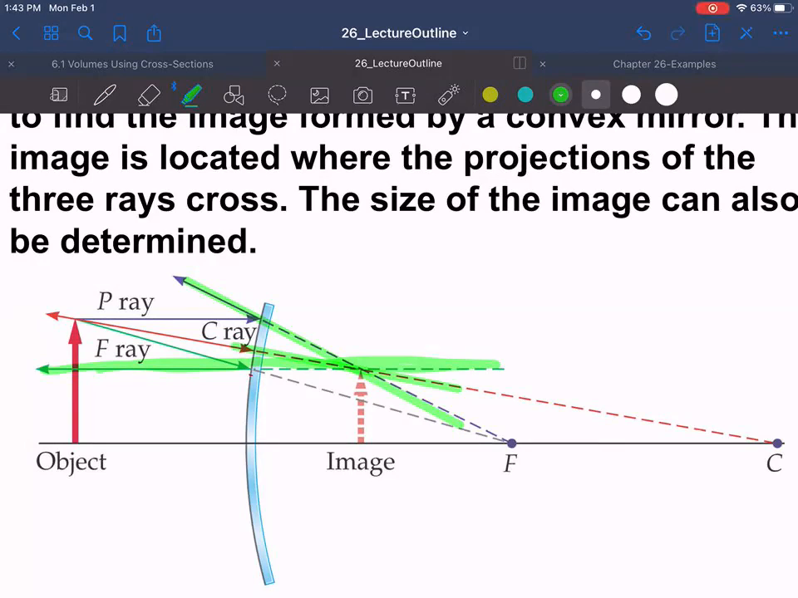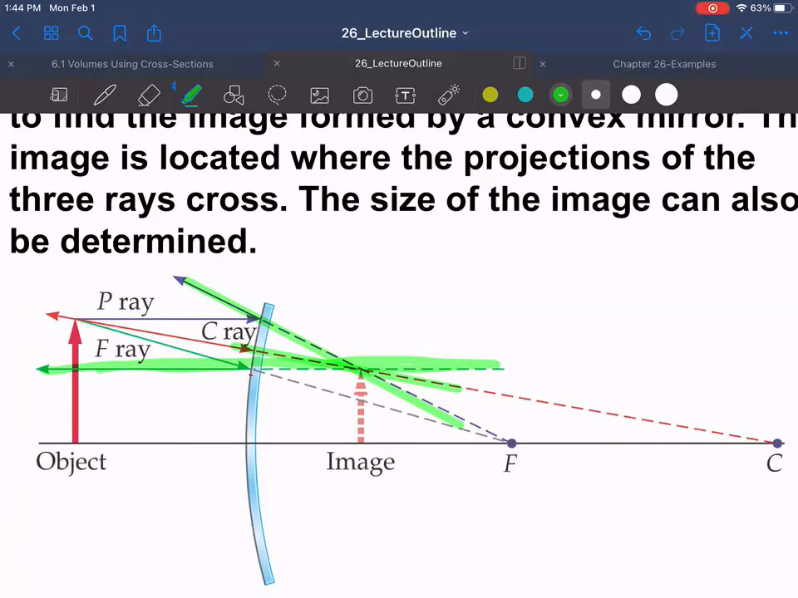No matter how close you get to it, how far away you get, the further away you get, of course, the smaller you get. But the closer you get, the bigger you get. But it's always reduced. It's always upright. It's always virtual. And it always appears like it's coming from inside the sphere. If you look at a Christmas ornament and you get your face close, it looks like a tiny little face inside the Christmas ornament, right?